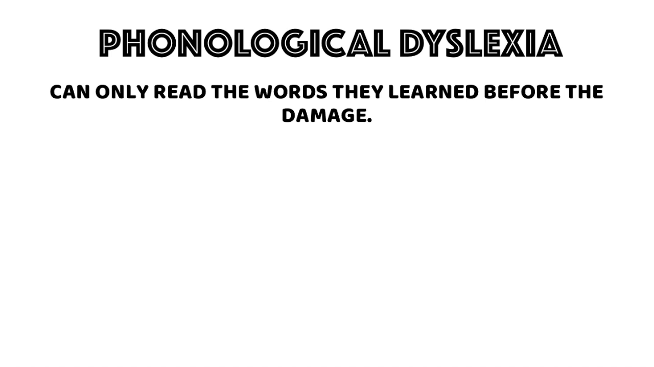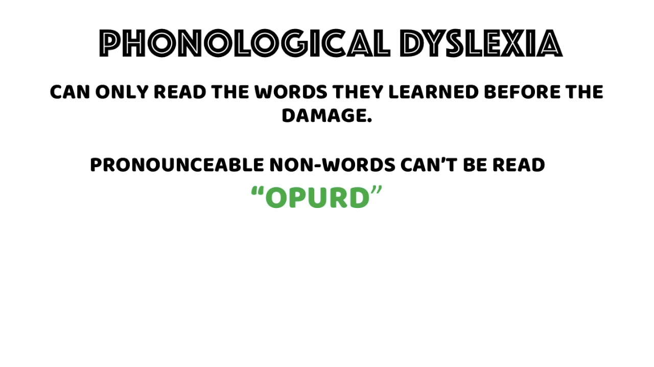damage occurred. So for example, if they were to read a pronounceable non-word, for example, like a purd, it is not an actual word, but we could sound it out and say it. Since they're not able to sound out words and they've never seen that word because it's not real, they wouldn't be able to read that specific word.